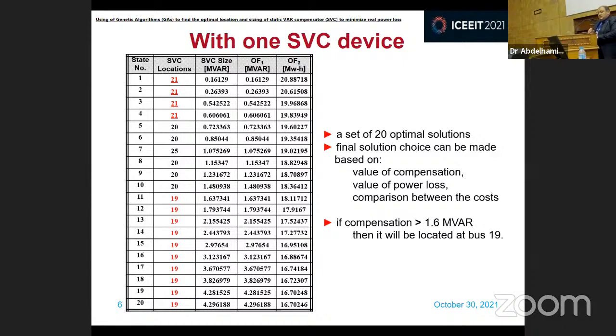The final solution choice can be made based on the value of compensation or the value of power losses, or we can use another approach, a comparison between the costs of compensation and power losses. From the table, we can see that if the compensation is more than 1.6 megavar, then it will be located at bus 19.